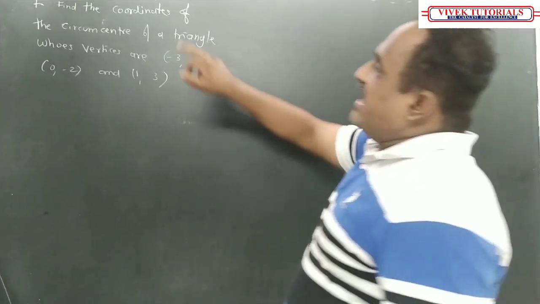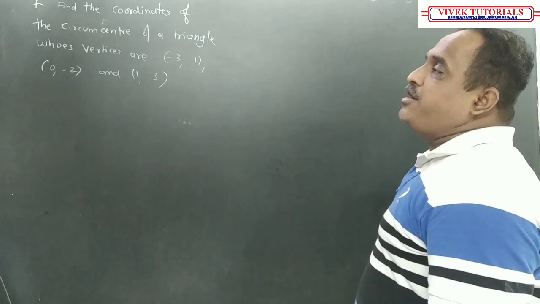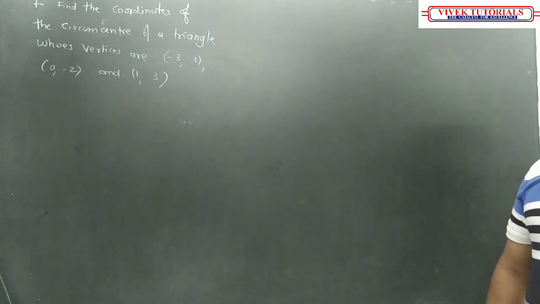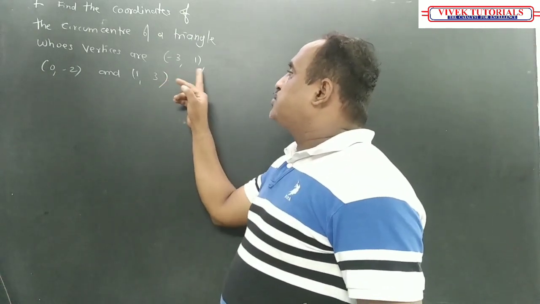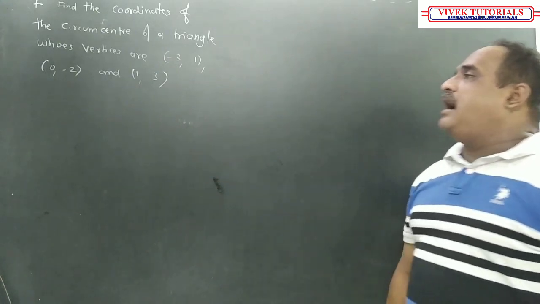Seventh question. Find the coordinates of the circumcenter. This type of questions we have already completed in practice sets. Circumcenter of a triangle whose vertices are (-3, 1), (0, -2) and (1, 3).